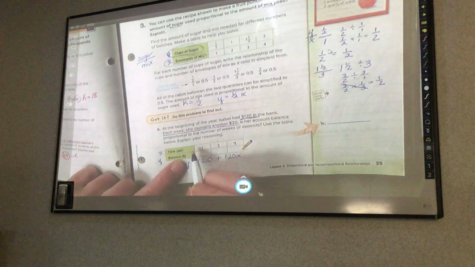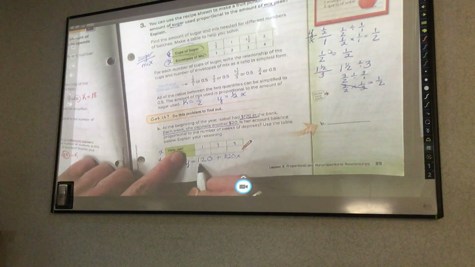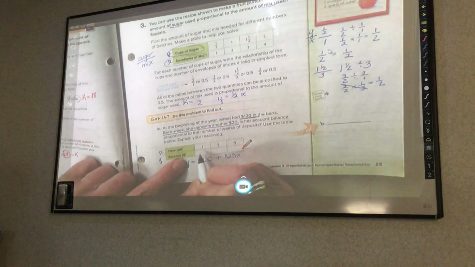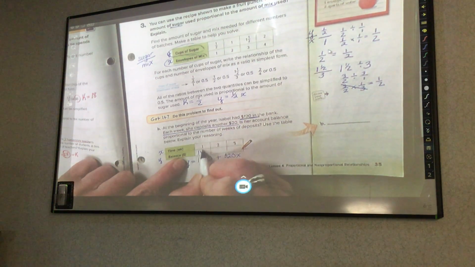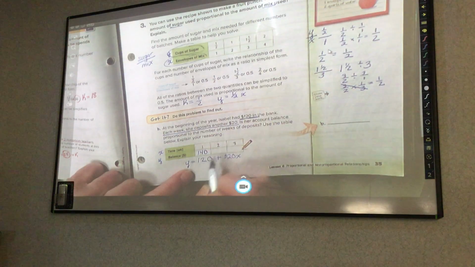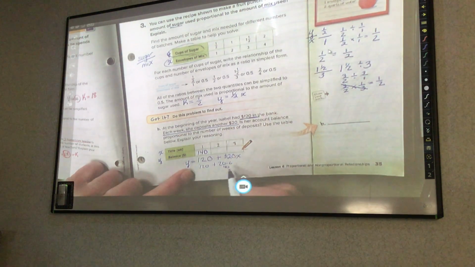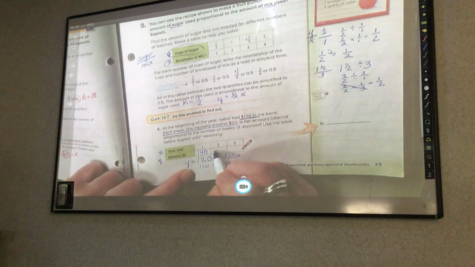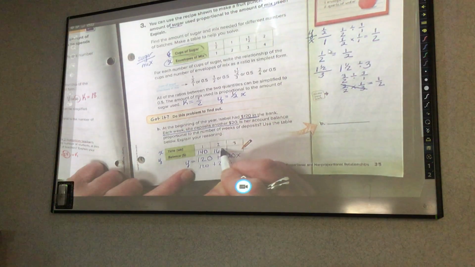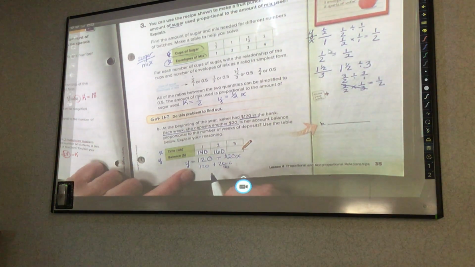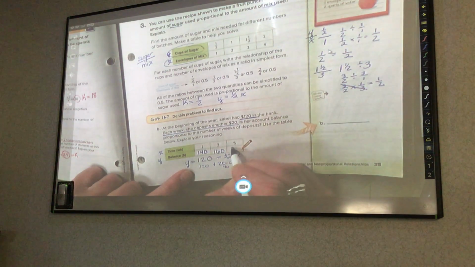So now in 1 week I have 120 plus 20 would be 140. Then week 2 I do 120 plus 20 times 2, which is 40. So I have 120 plus 40 is 160. Then I do it again and I have now 180.